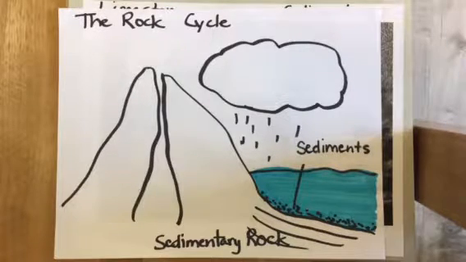The layers on top are usually the newest, and the layers on the bottom are the oldest. This means that fossils in a lower layer of rock are older than fossils in the higher layers. Sedimentary rocks are usually relatively soft and have layers. They are made of different sediments.